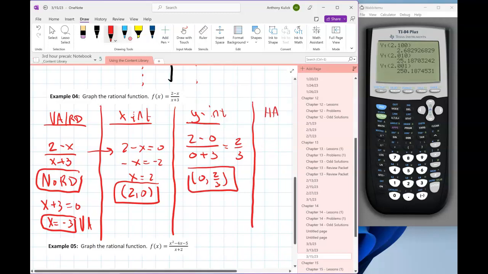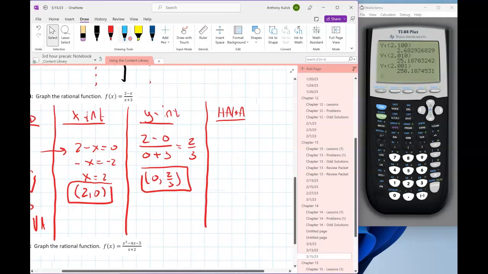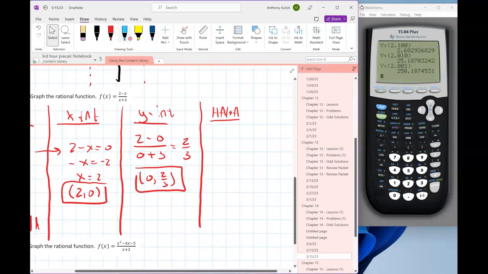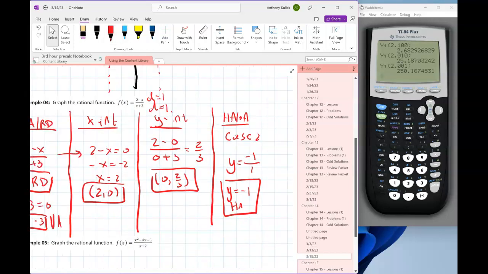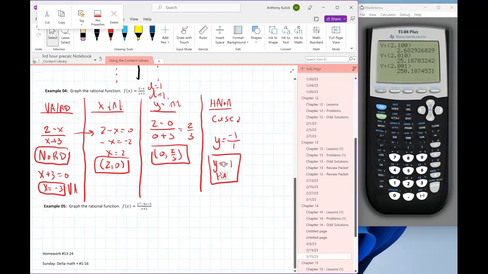And then the last piece we need is that horizontal asymptote or slant asymptote. What do we have to look at to determine this? The degrees. What's the degree in the numerator? One. And the denominator is also 1. Good. That was case two. So it is leading coefficient of the numerator, which is -1, over leading coefficient of the denominator, which is -1, positive one. So our HA is at y equals -1. That's all we need. So let's start drawing our graph.